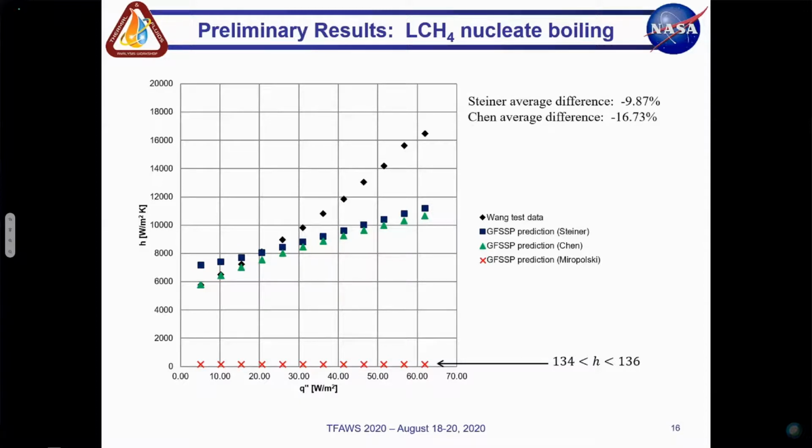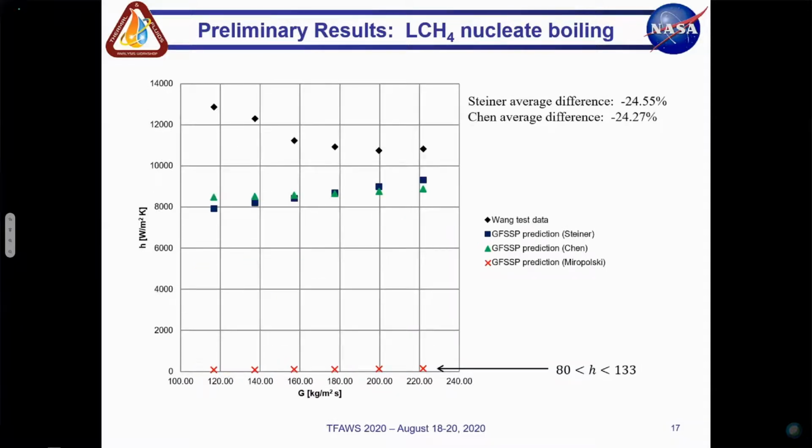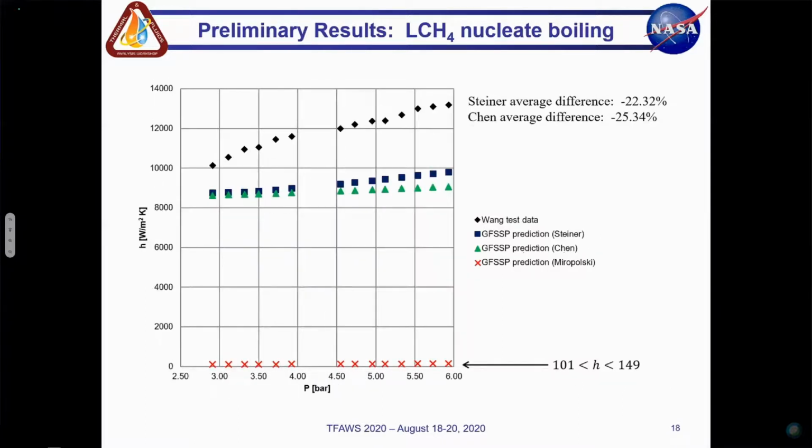All right, so here is another plot. This is the heat transfer versus the heat flux. And again, you can see that the nucleate boiling correlations agree fairly well with each other. They predict the data within 17%. And there's Mirapolsky at the bottom. Here is heat transfer coefficient versus mass flux. Same story here, predicts the data within 25%.